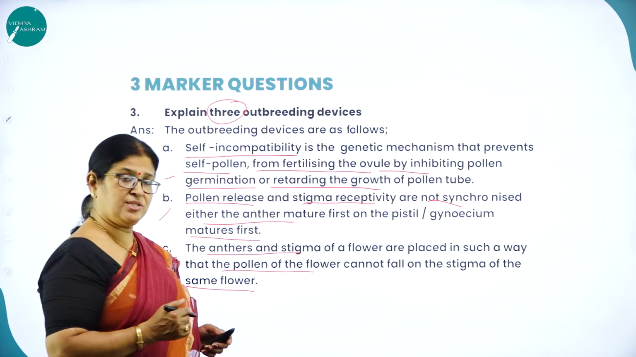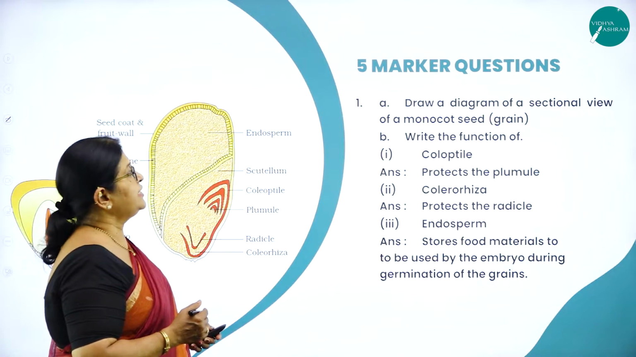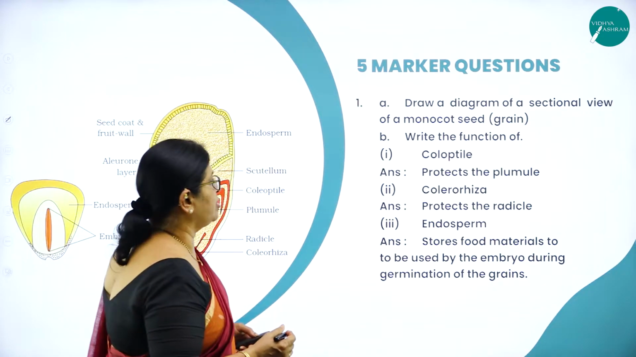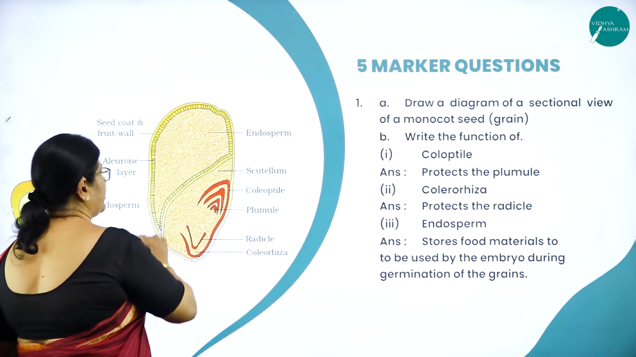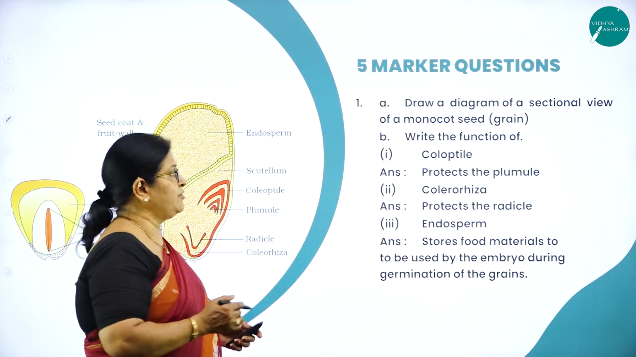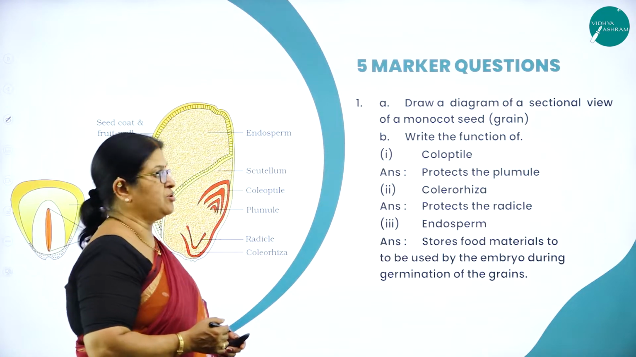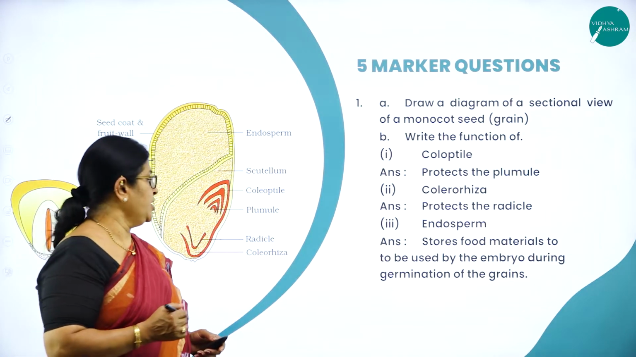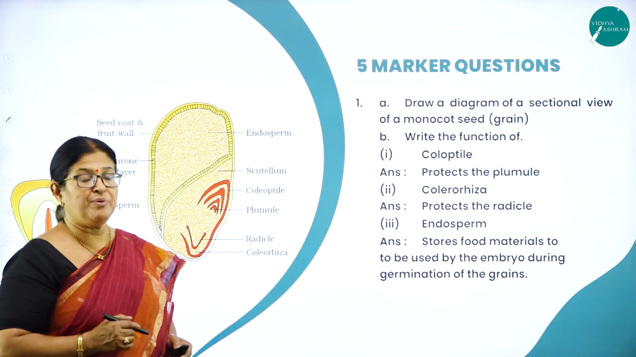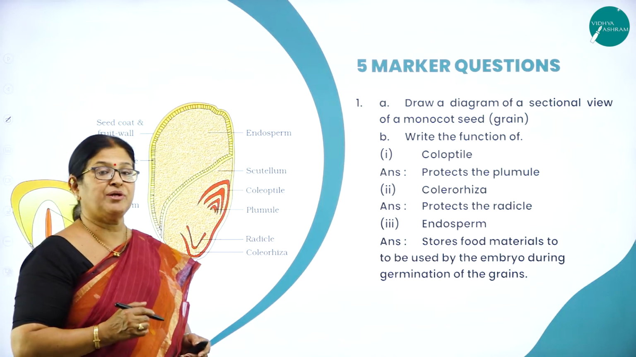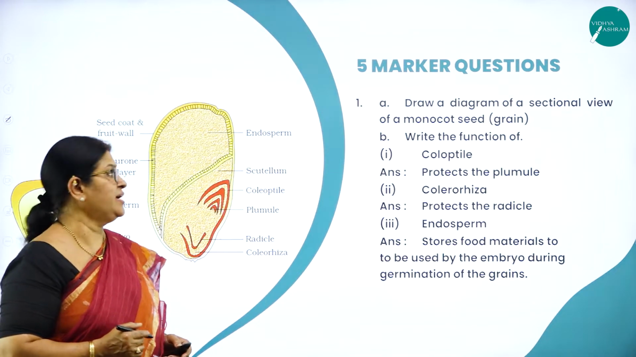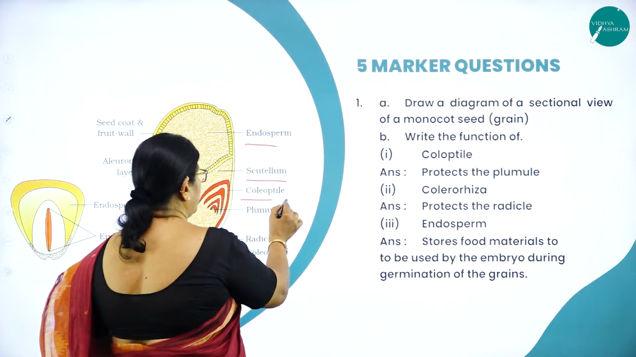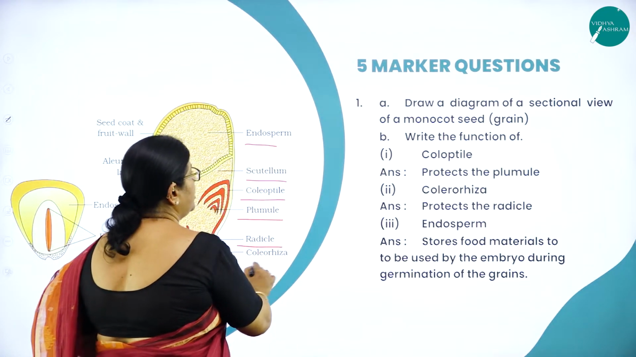and to enhance cross-pollination. Then for a 5-marker question, draw a diagram of a sectional view of a monocot seed. So this is the diagram which you can draw, where you have to mention the parts also. As I said, in PUC, very important is you need to draw a labeled diagram. Unlabeled diagrams or unlabeled illustrations do not carry marks. So you can see the endosperm, then scutellum, coleoptile, plumule, radicle and coleorhiza.